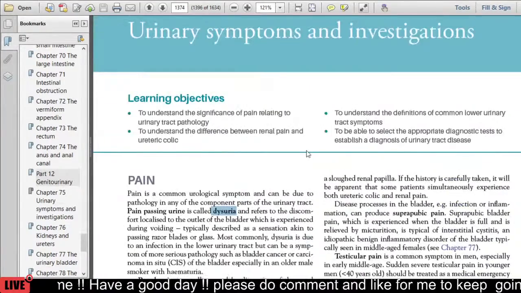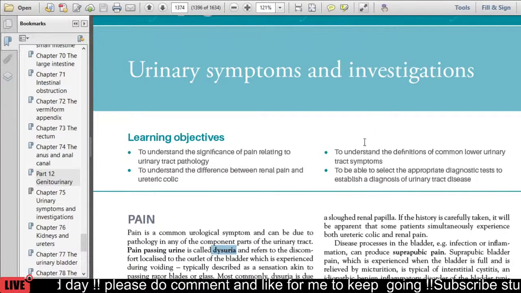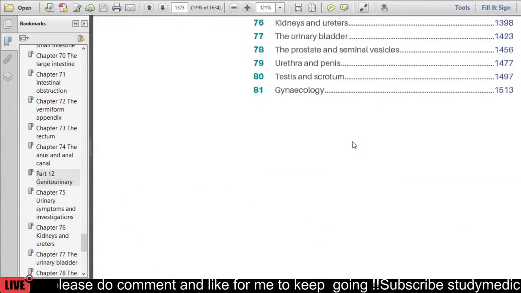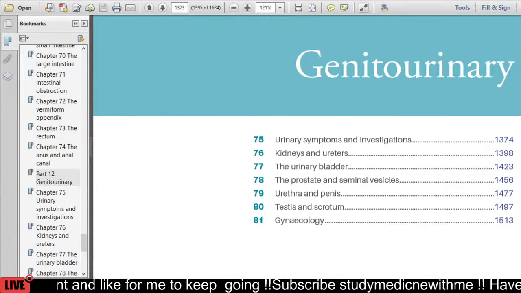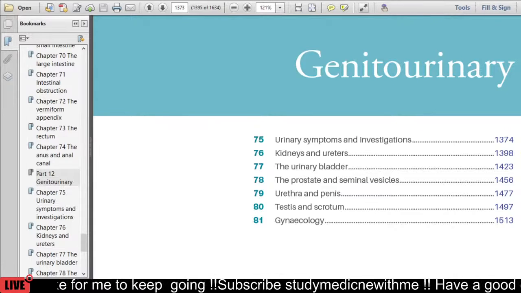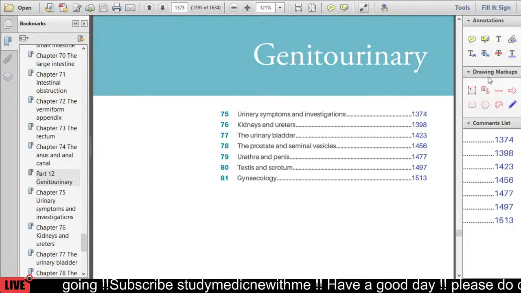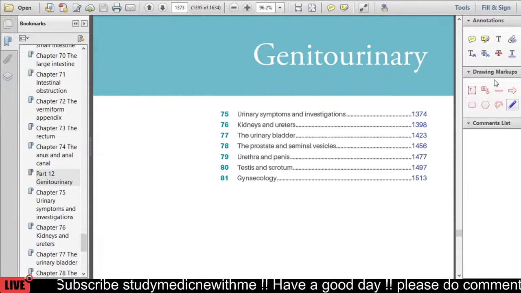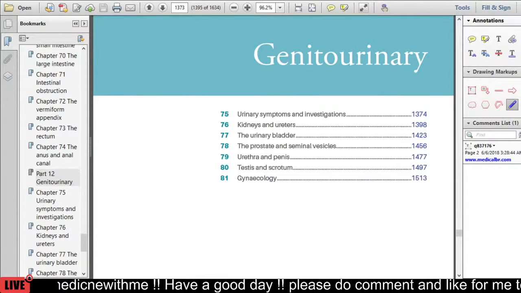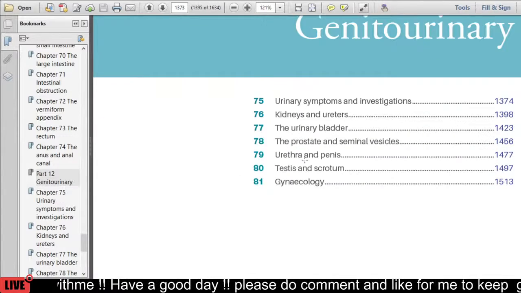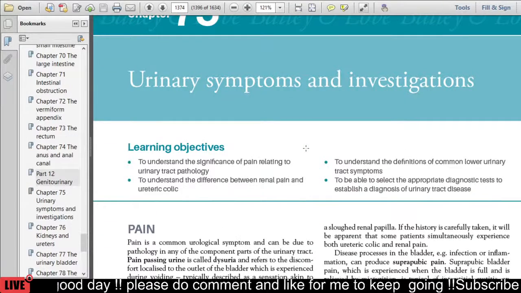So let's talk about today's objective. Today I'm going to study urinary symptoms and investigation. Basically, we are going to study the genitourinary portion of surgery from the book Bailey and Love's Short Practice of Surgery, 27th edition. So let's begin without any delay.